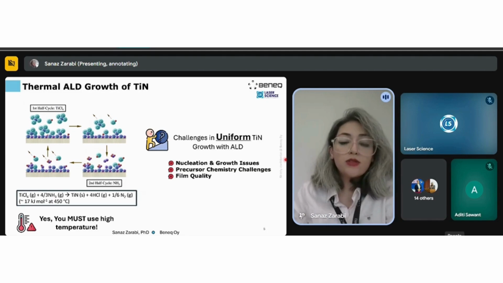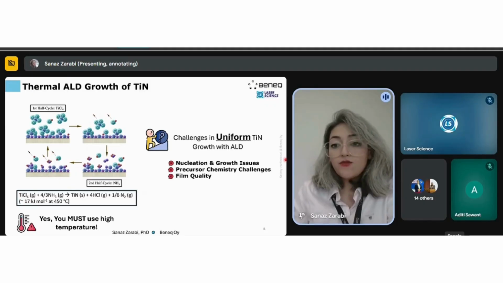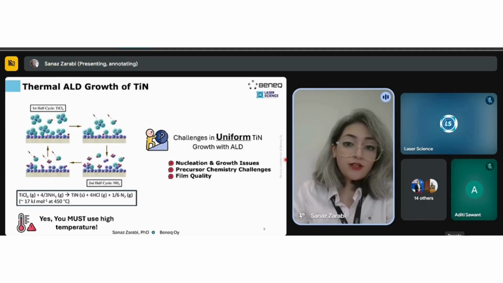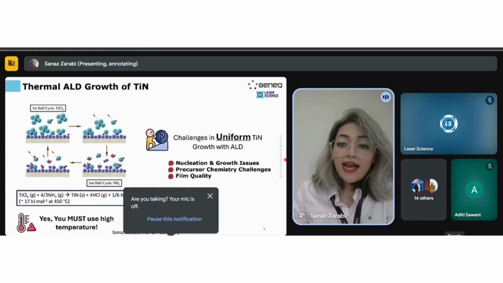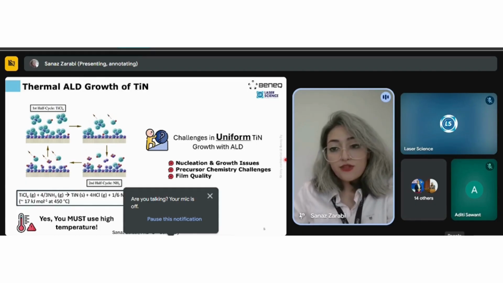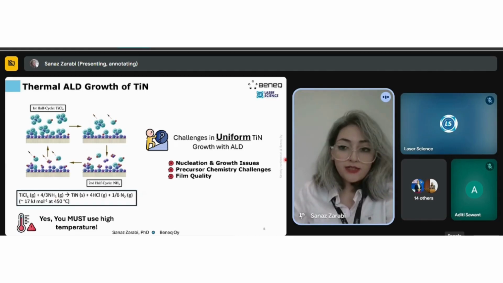The first one is the nucleation and growth issues, which is one of the first obstacles, and its nucleation delay, especially on non-reactive surfaces like silicon dioxide and alumina. Since these surfaces do not readily react with the titanium nitride precursors, the film takes longer to start forming, and this delay can cause island growth, also known as the Volmer-Weber mode, where small metal clusters form before merging into a continuous film. The problem? This leads to non-uniform film thickness and roughness.